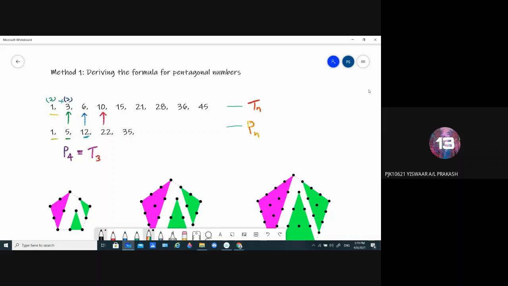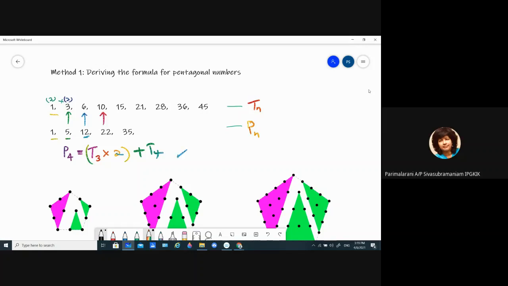T3 times 2, but T3 times 2 is what? 6 times 2 is 12. I want 22, so I still don't get 22. So how? Plus T4. Yes, plus T4. It is T3 times 2 plus T4.